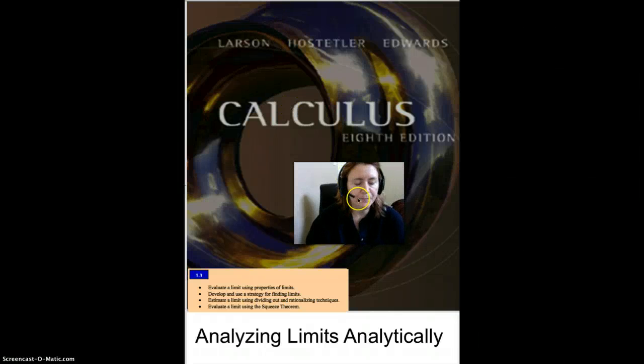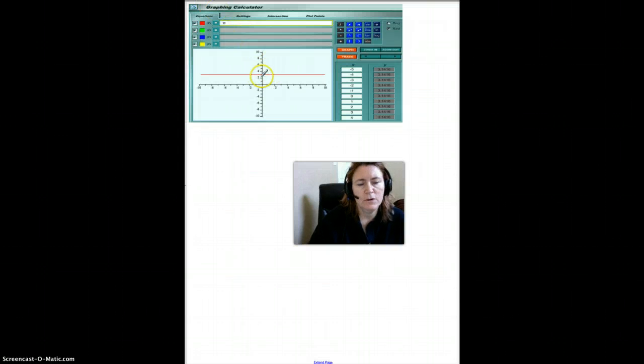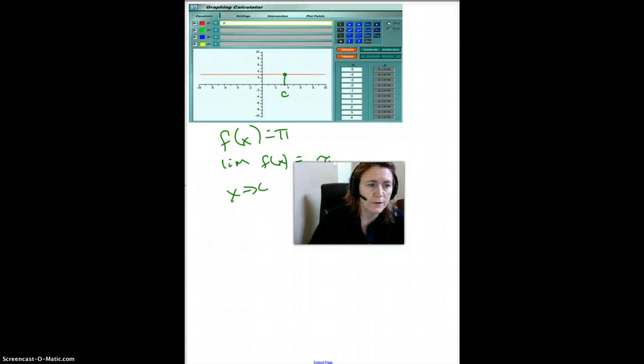Okay, now we're going to do Unit 1.3, which is analyzing limits analytically. The first thing, let's just look at what the graph of f of x equal to a constant looks like. In this case, f of x is equal to pi. It doesn't matter where my c is, the value of the function is always going to be the same. So the limit as x goes to any arbitrary constant is, in this case, just going to be pi because that's the value of my function.